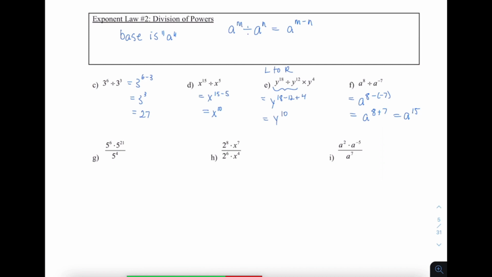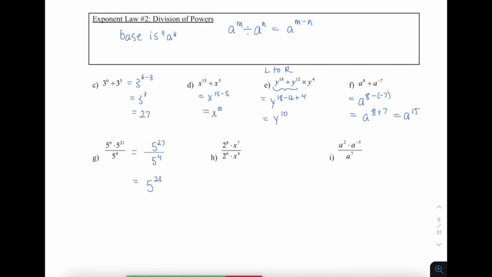Okay, and here we go, we have another 2-step question. So what I'm going to do is simplify the numerator first, and then use subtraction of the exponents for that final answer. And we wouldn't evaluate this because this number is actually too big.